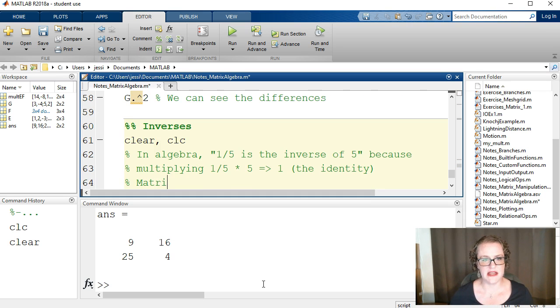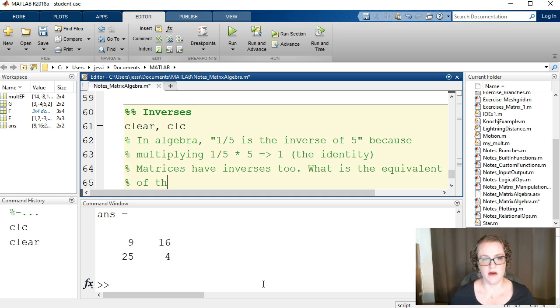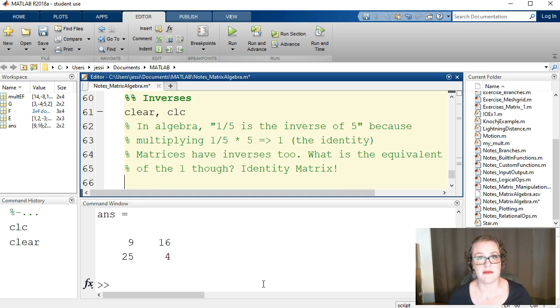So matrices have inverses too. Things that you can multiply together to get the equivalent of 1. What is the equivalent of the 1, though? It's called an identity matrix. An identity matrix is all zeros except it has ones along the diagonal of the matrix.